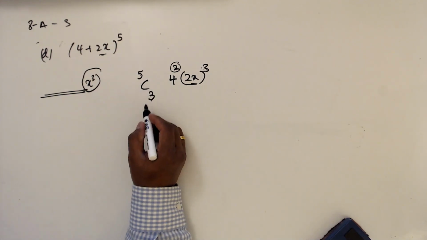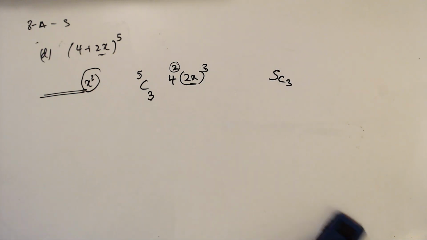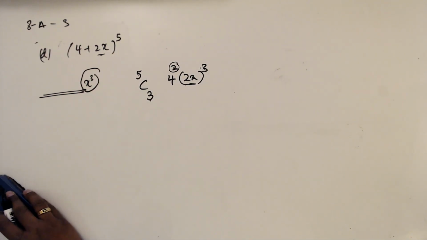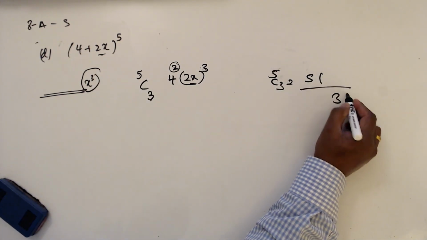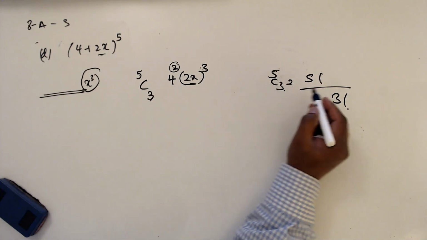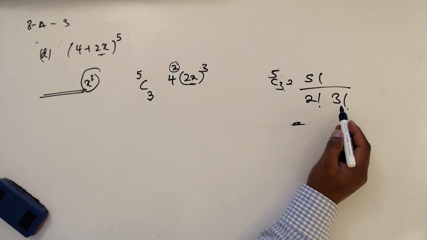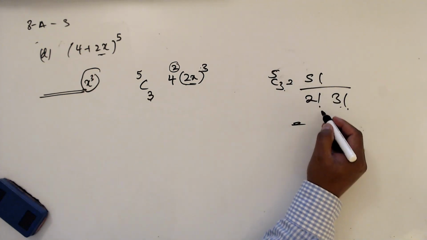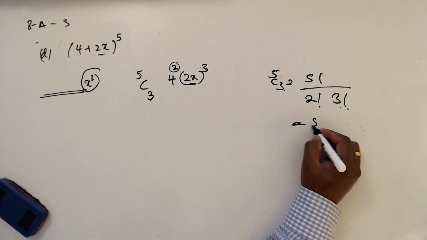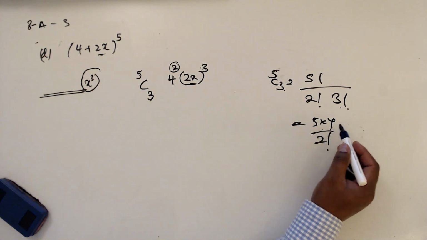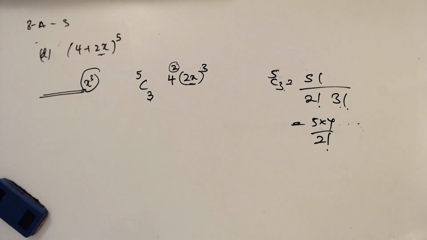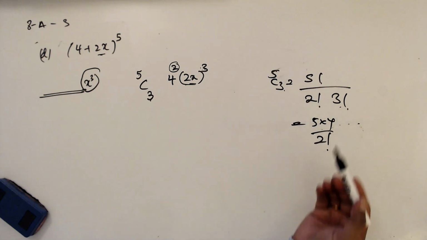Now what is 5c3? For 5c3, Pascal's triangle can also work, or we can work like this: 5 and 3, and the difference of 5 minus 3, 2. So on top you are going to get 5, 4 and factorial 2. So I think you can understand this one. 5, 4, 3, 2, 1, 3, 2, 1 is missing. Can you see that I cancel out that 3, 2, 1?